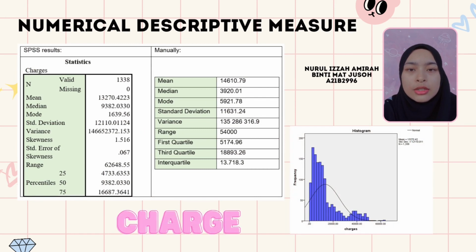And the last one is charge. There is a difference in value between manual calculation and calculation using IBM SPSS software. The mean, median, mode, standard deviation, variance and range values are different in terms of values from calculation using software in this income dataset variable. The shape of distribution is positively skewed.